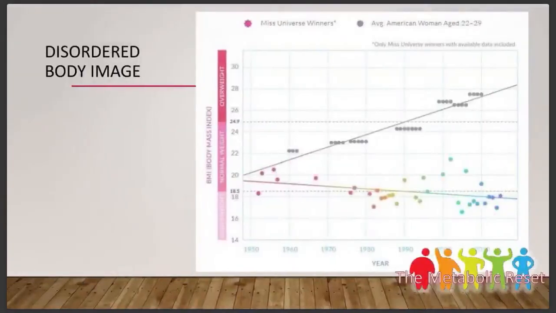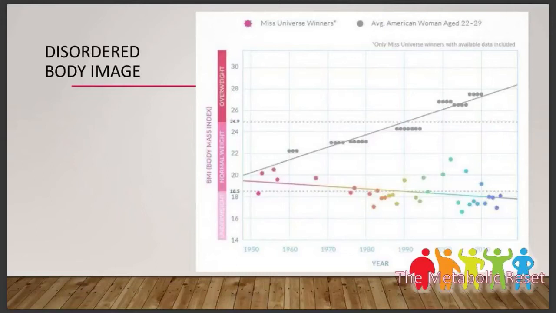So I do want to talk a little bit about disordered body image. And of course, I'm going to apologize up front to the men in our audience here, but this is a graph that is more particular to women. It is the graph that plots the average American woman versus the Miss Universe winners since the 1950s. On the horizontal axis is the year, and on the vertical axis is the body mass index measurement. And that is the measure of weight adjusted for height.